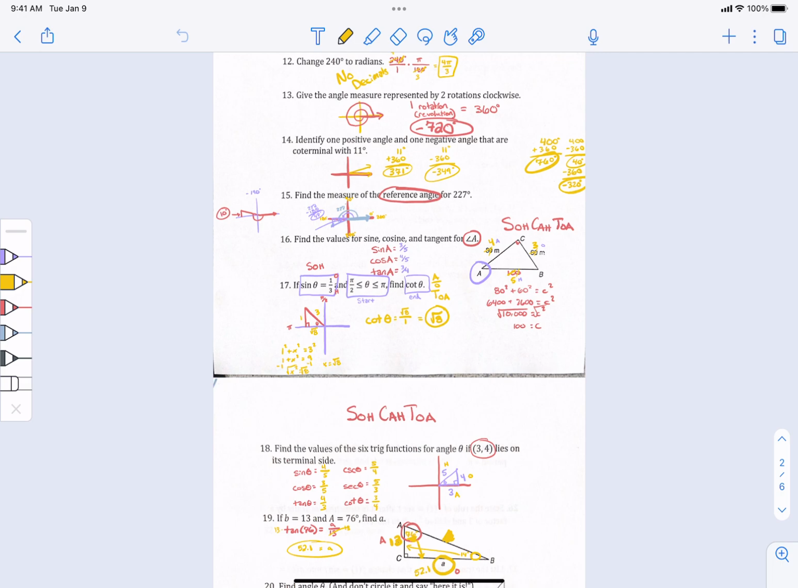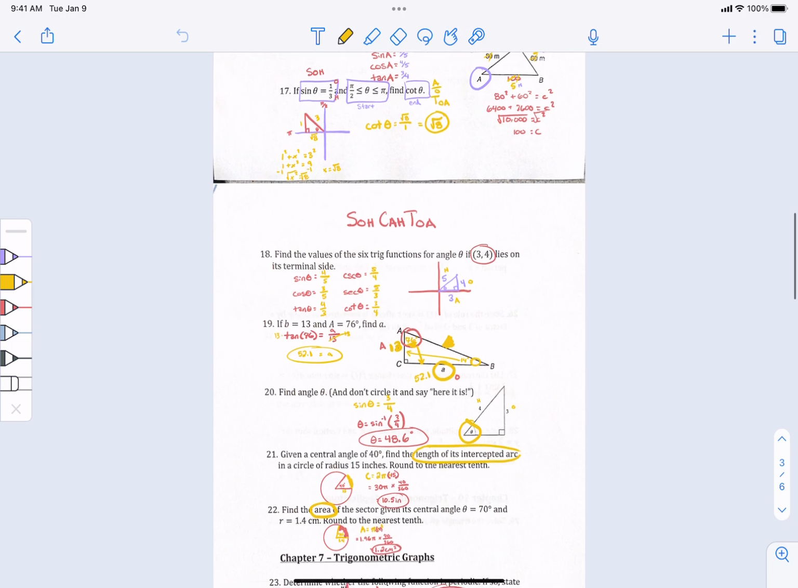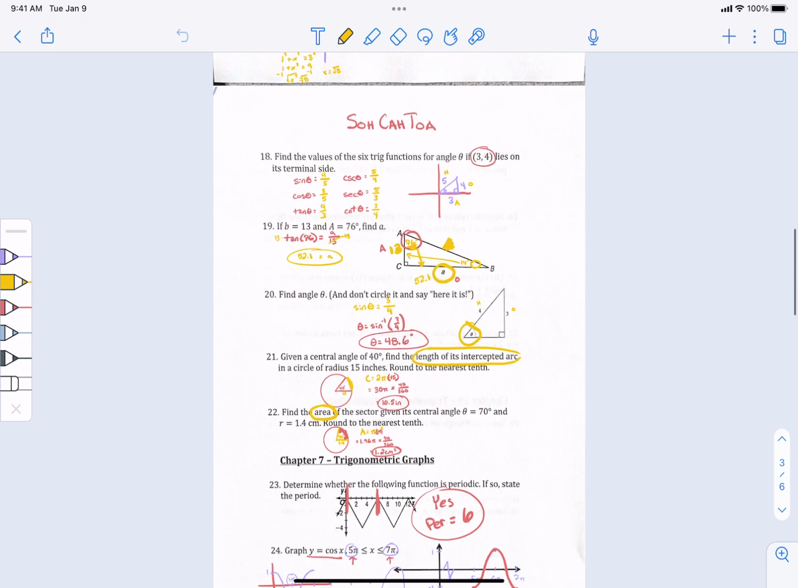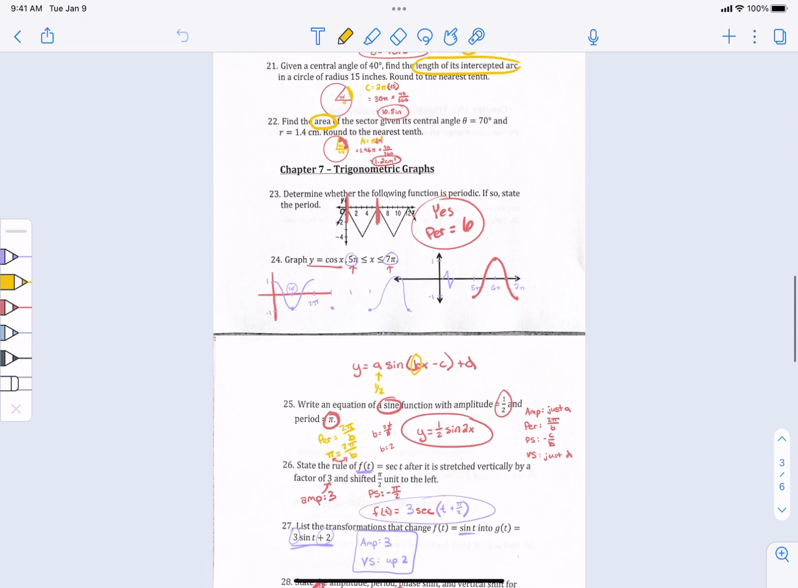I don't know, do I have to tell Cray individually? Cray, get your packet done. I will not let you, any of you, photocopy somebody else's packet. You have to have it done by yourself.